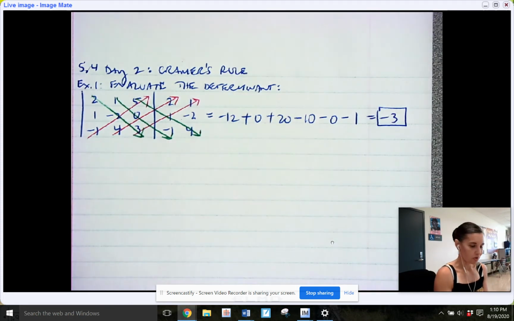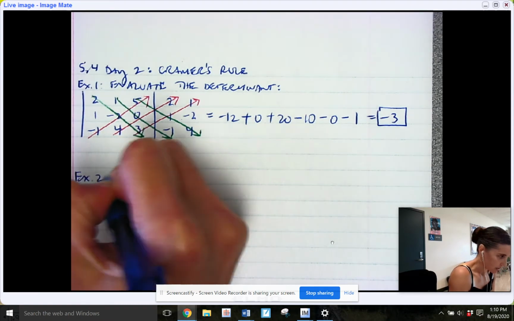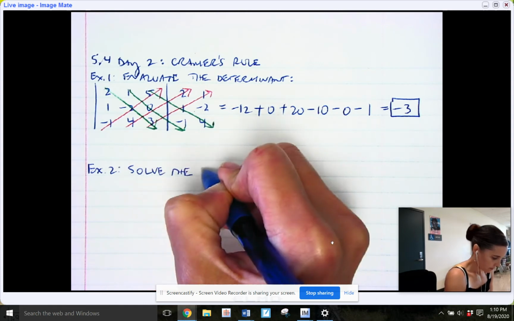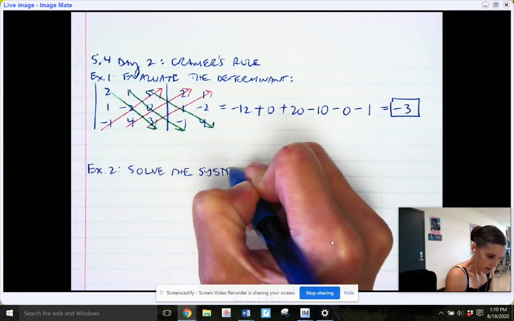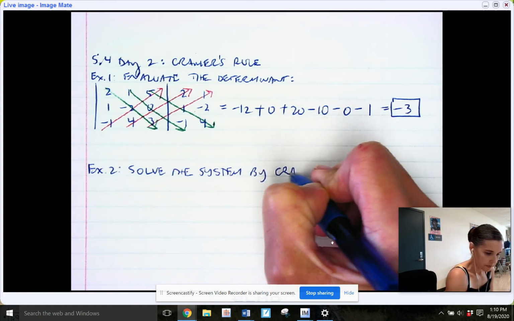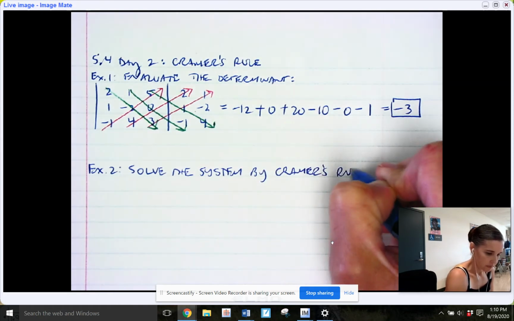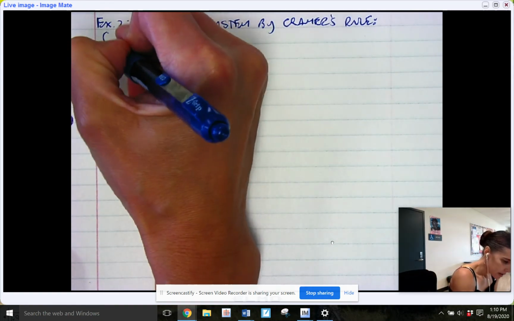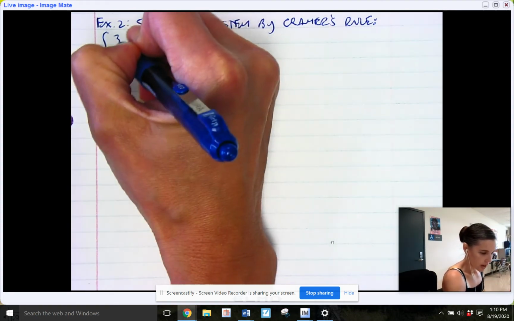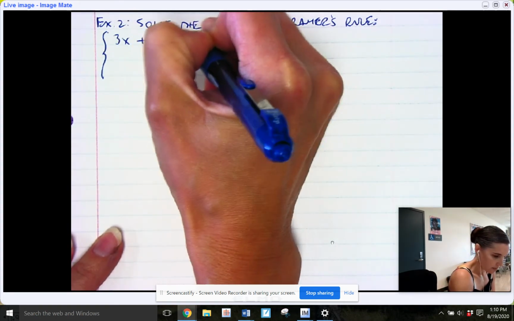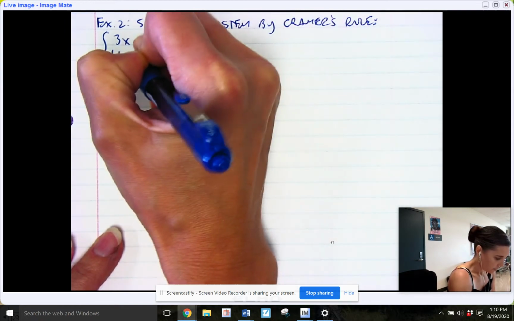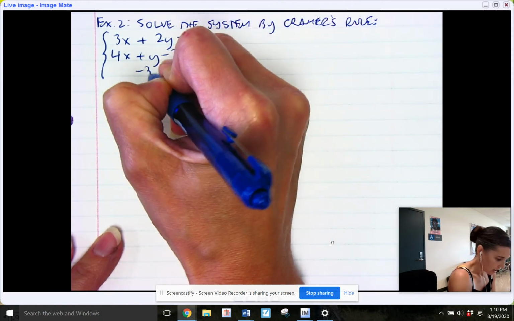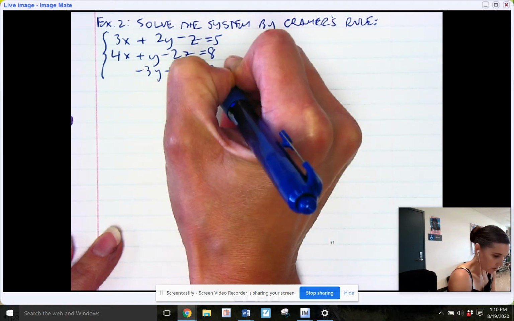All right, so let's do a Cramer's rule now. Example 2. I want you to solve the system by Cramer's rule. Here's your system. The system we are going to use is 3x plus 2y minus z equals 5. 4x plus y minus 2z is equal to 8. And negative 3y plus z is equal to 9.